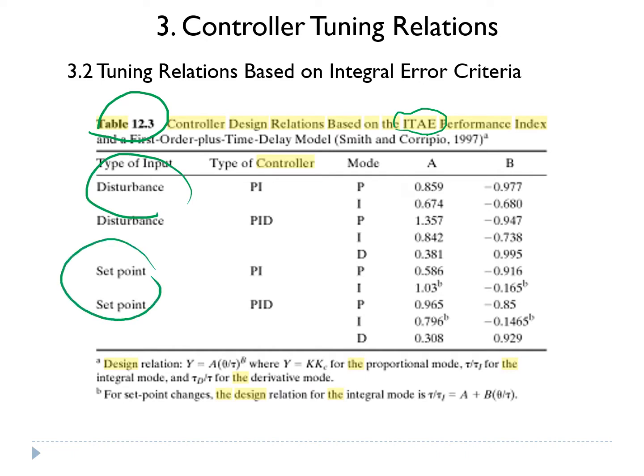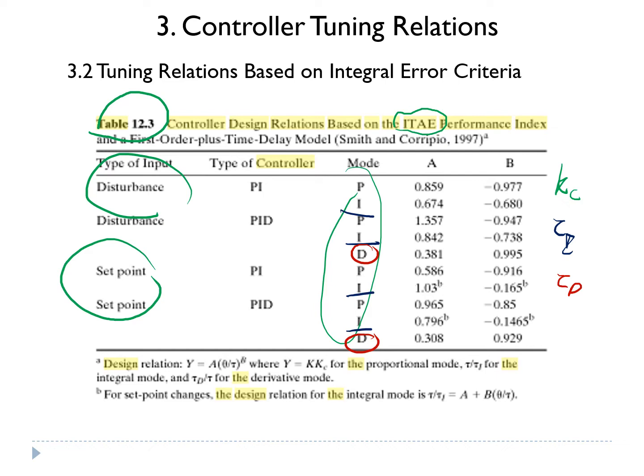Okay, if you look here, you have P, I, and D. What's the meaning of P, I, and D? If you want to calculate the proportional parameter, you refer to the P rows. If you want to calculate the tau I, you refer to the I rows. And if you want to calculate the value of tau D, you refer to the D rows.